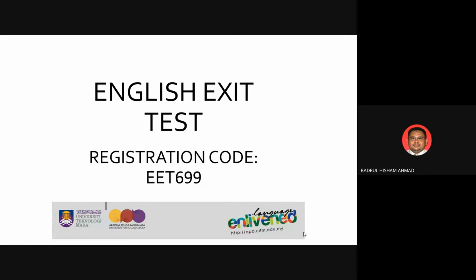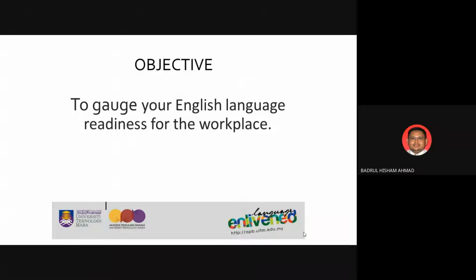So this is English exit test. Okay, the code is EET 699. Let's begin. EET 699 is designed to gauge your English language readiness for the workplace. So the focus is basically to see whether you are ready or not for your career, for your future.